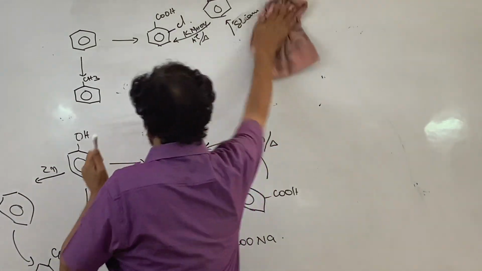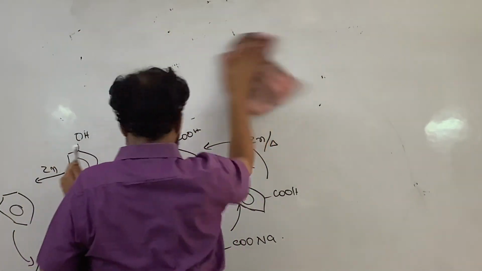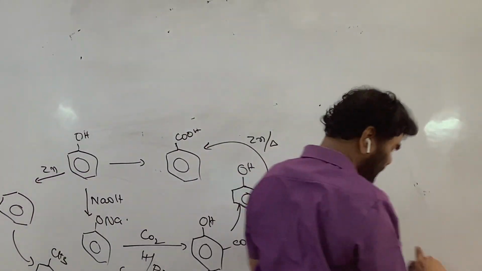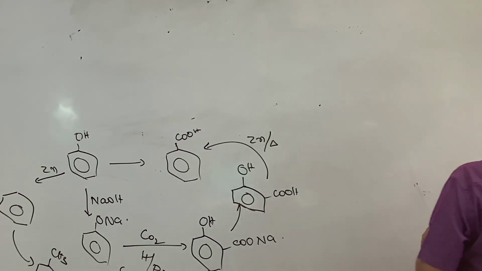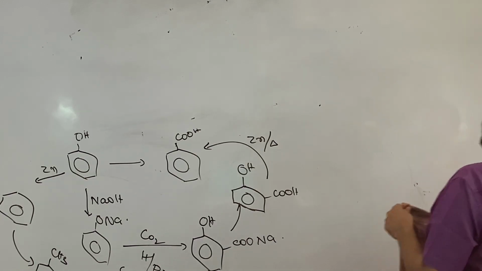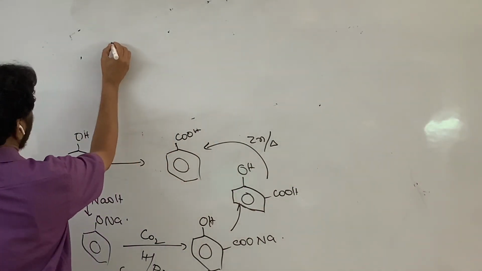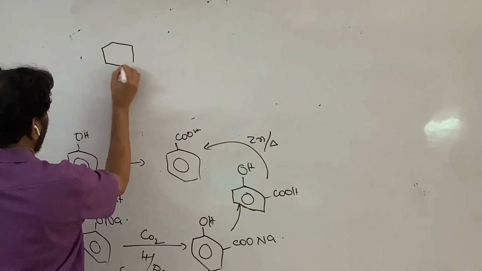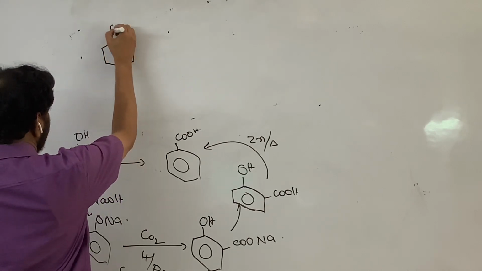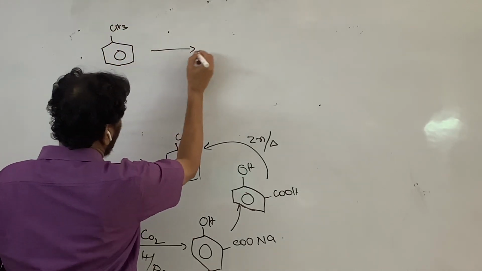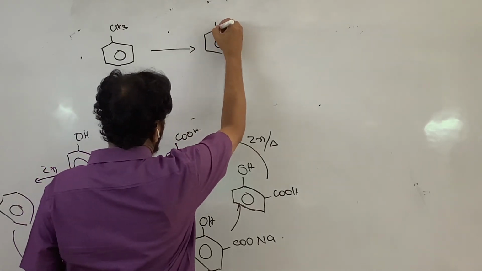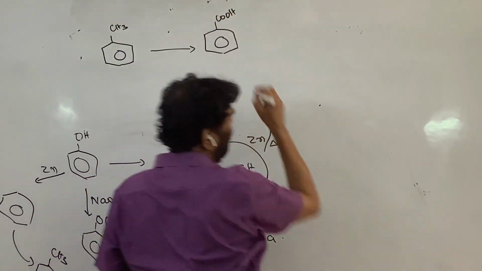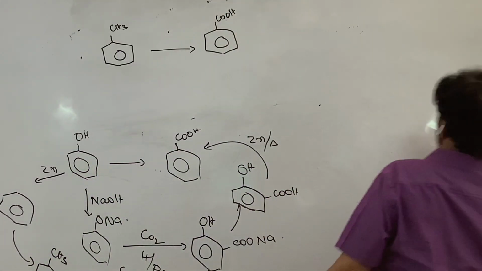So now, this is the phenol to benzoic acid. Toluene to 2-bromo 4-nitro benzoic acid. Toluene is the reactant. Bromonitro.